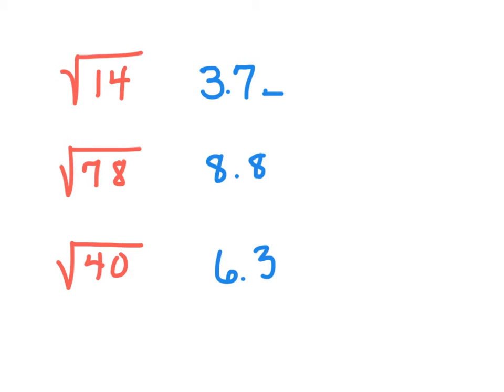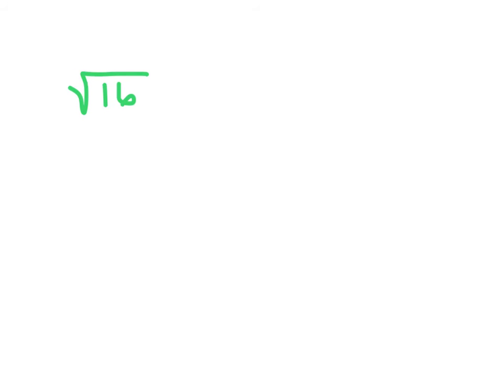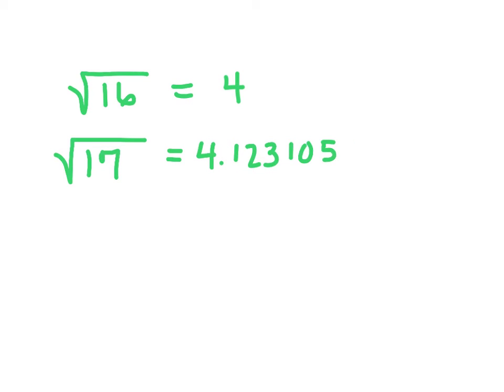Okay, so we just place them based on where they are in relation to the other perfect squares. So we've talked about this, the square root of 16. 16 is a perfect square. Its square root is 4. Square root of 17 is a little more than 4, right? If I plug that number into my calculator, I get 4.123105625617661. And the only reason it stopped there is because my calculator ran out of digits. It ran out of space across the screen.